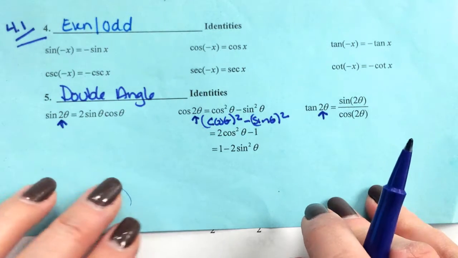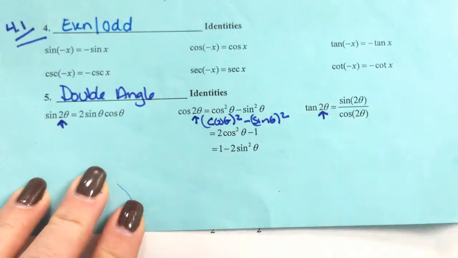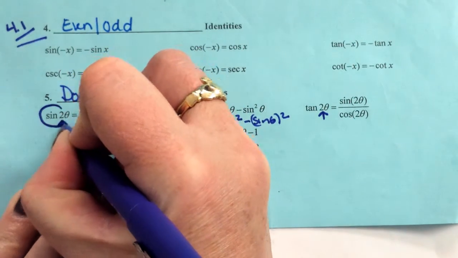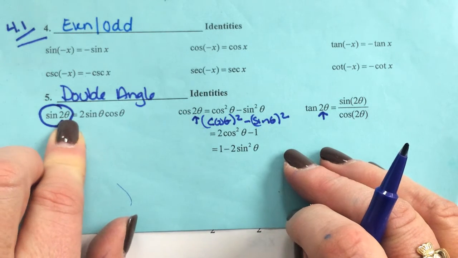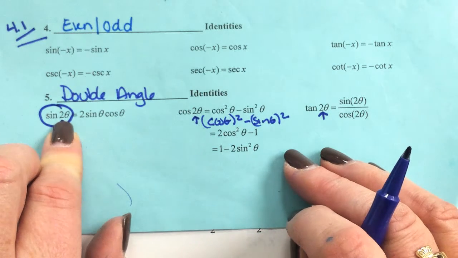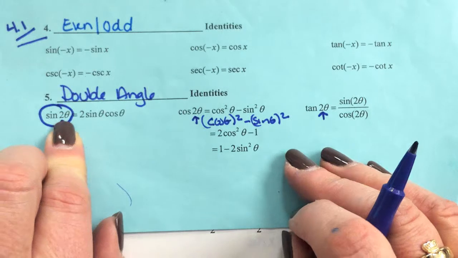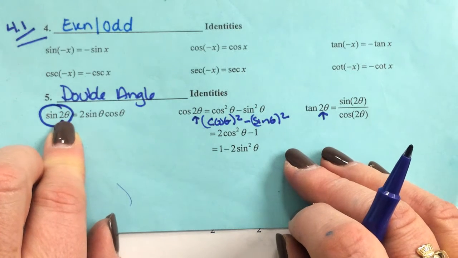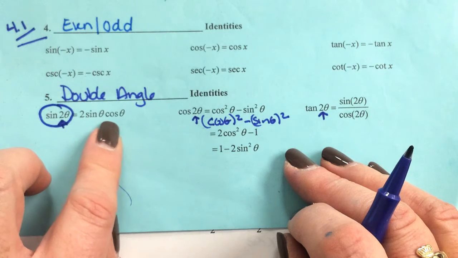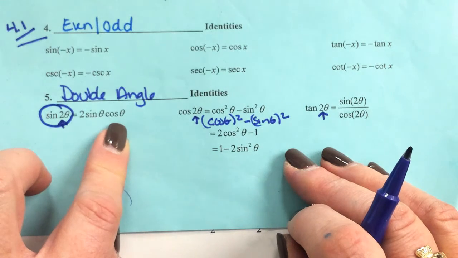The double angles are recognizable. We call them double angle because you're taking theta, which is an angle, and you're multiplying by 2. Remember, anytime you multiply something by 2, you're doubling it. That's why we call it the double angle. So your double angle formula for sine is 2 sine theta cosine theta.